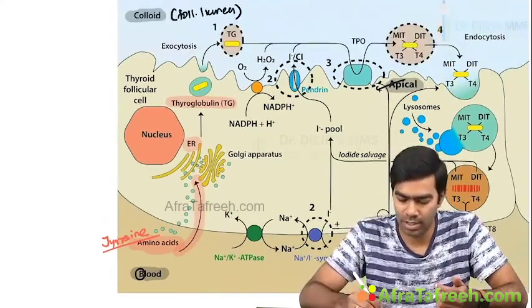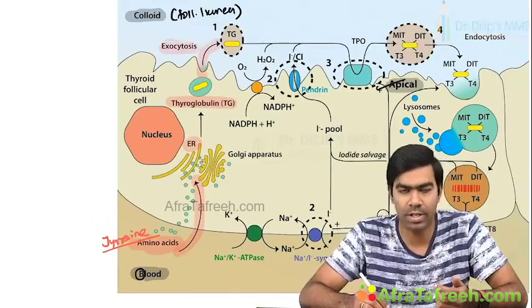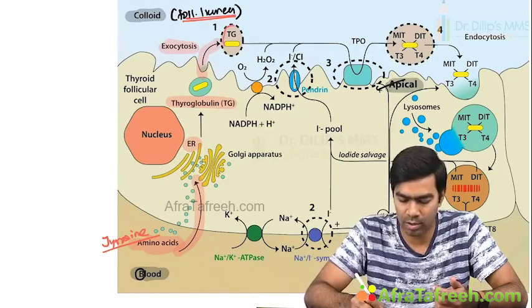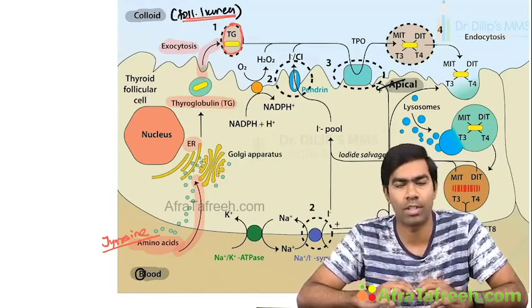So once they have synthesized this thyroglobulin, they release it by exocytosis into the follicular lumen, and they concentrate this thyroglobulin in the follicular lumen, in the colloid.